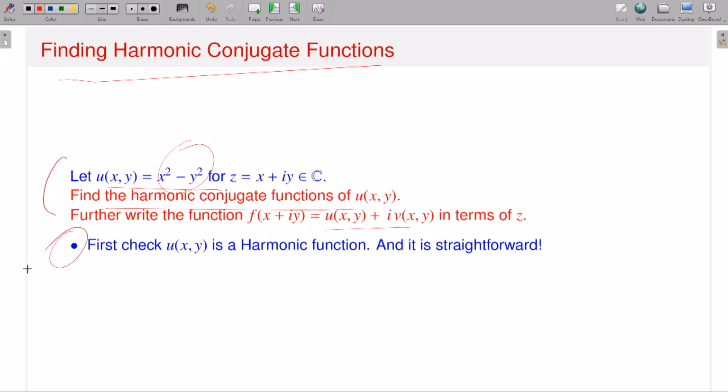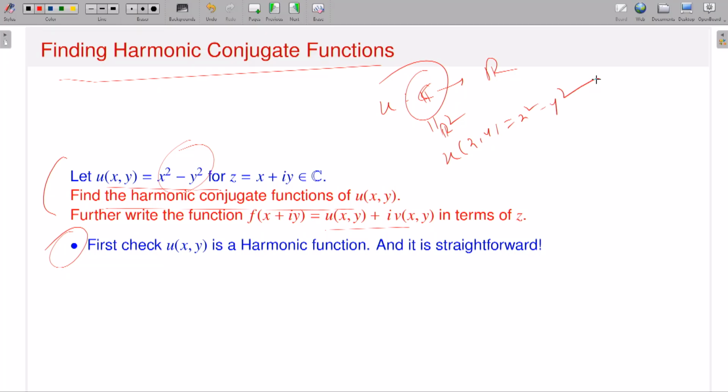So what we have to do: if I am given a function u and asked to find the harmonic conjugate, the first thing you have to do is check where the given function is defined. Look, this function u is a map from C to R, or R2 to R. That means it is defined on the full domain C or R2. That is the first part. And how is it defined? u of x, y is equal to x squared minus y squared.